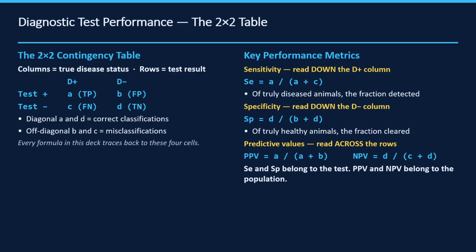Positive predictive value is A over A plus B. Among animals that tested positive, what fraction are actually diseased? Columns are test properties. Rows are what the result means for the animal in front of you. Say that out loud a few times before the exam.